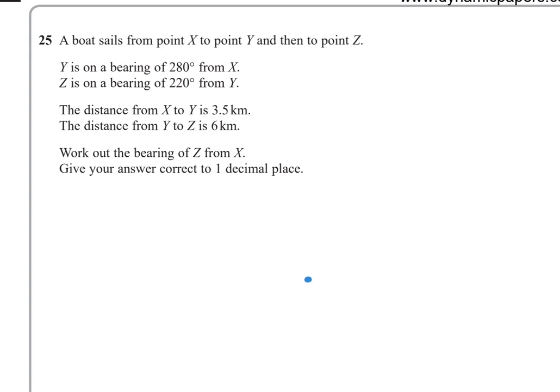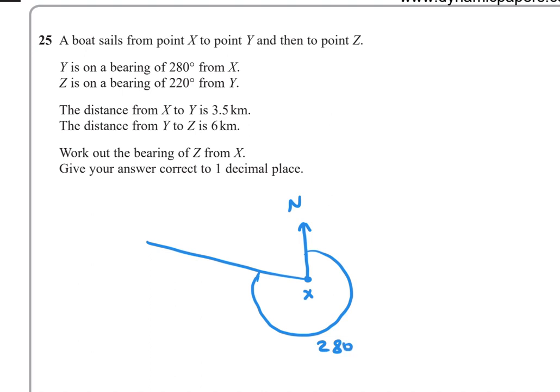Now if this is the point X and this is the north, Y is on a bearing 280 from X. For 280, the bearing starts from the north and moves clockwise, so angle 280, like that. This is 280, so this is point Y.